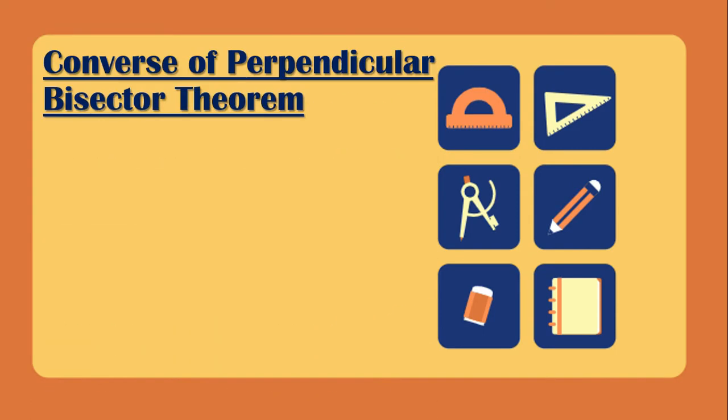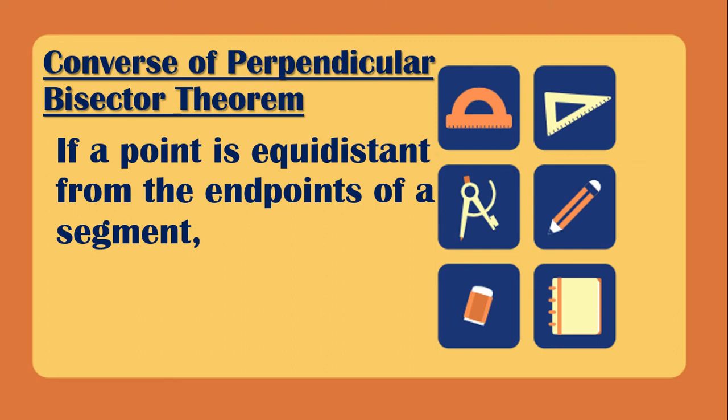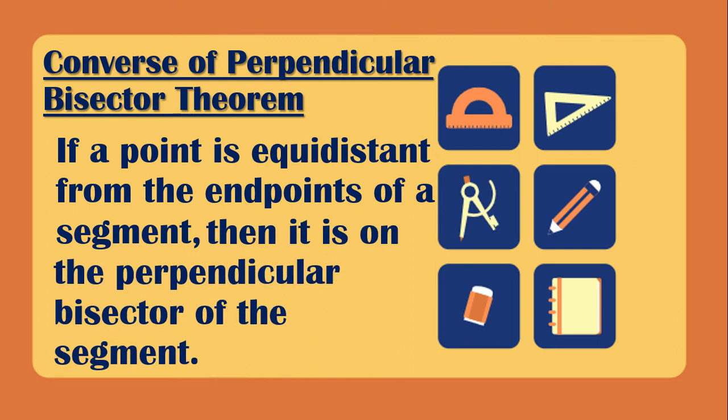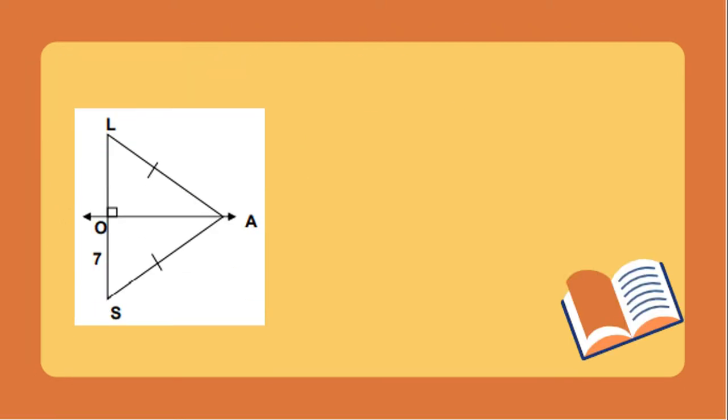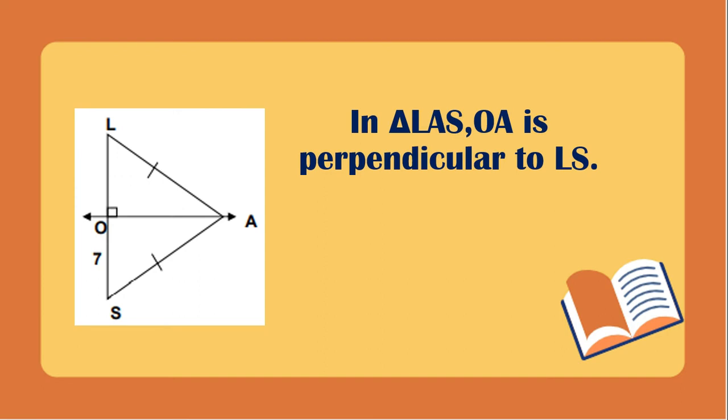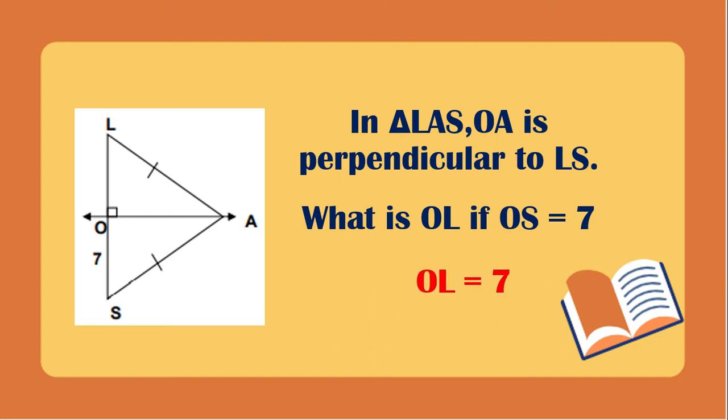Let us now have the converse of the perpendicular bisector theorem. We will just interchange it. It means that if a point is equidistant from the endpoints of the segment, then it is on the perpendicular bisector of the segment. It is just the reverse of the perpendicular bisector theorem. Using this figure, in triangle LAS, OA is perpendicular to LS. What is OL if OS is 7? As you can see, the two segments are congruent, and the point A is on the perpendicular bisector, so OL is also 7.